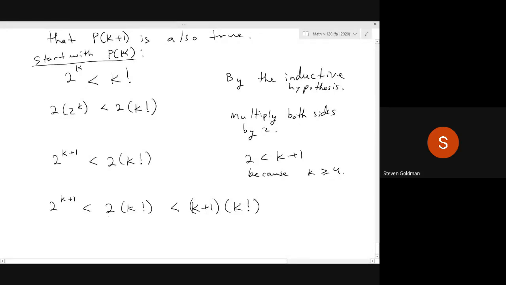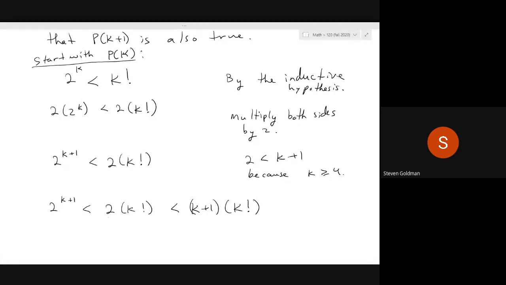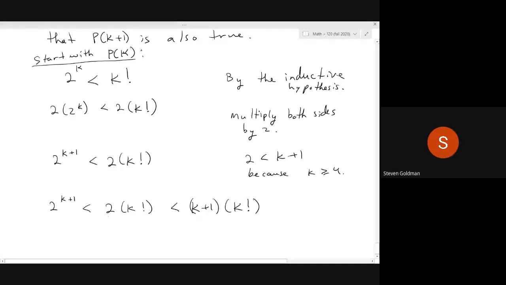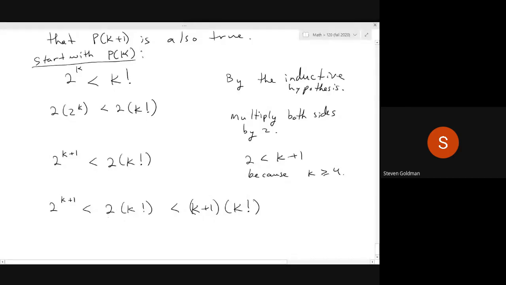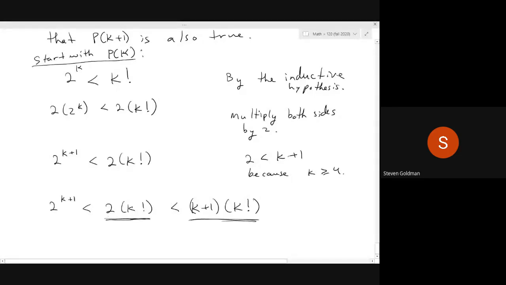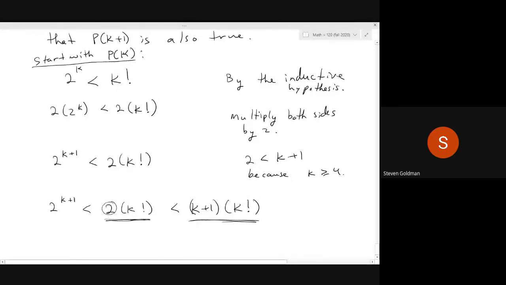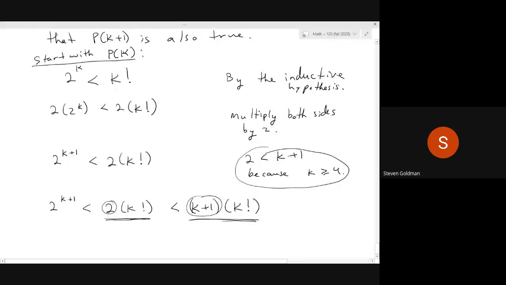Does anyone have any questions on that before I continue? Can you explain the last part again? Yes. 2 times k factorial is less than k plus 1 times k factorial. How do I know? Because 2 is less than k plus 1, which is what we just said. So 2 times k factorial therefore has to be less than k plus 1 times k factorial.